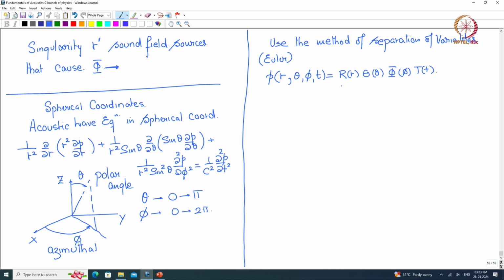And so if we substitute it into the PDE, what do we get? All the r derivatives apply to this function only, theta derivatives apply to only this function, phi derivatives apply to only this, and time derivatives only to this. So, we get 1 over r square.